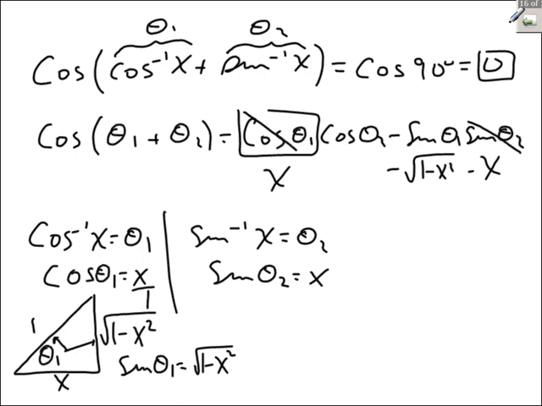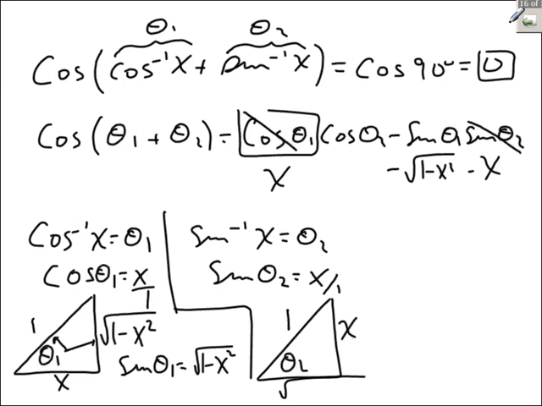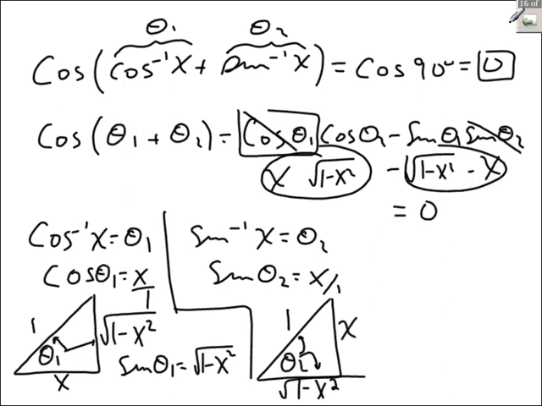Now, what's the cosine of theta 2? Well, we know that the sine of theta 2 is x over 1. So this left side must be the square root of 1 minus x squared. And the cosine of that angle is the square root of 1 minus x squared over 1, which is the square root of 1 minus x squared. Even if you have no idea what this is, when you take away the same thing, you get 0. So either way, you get 0.